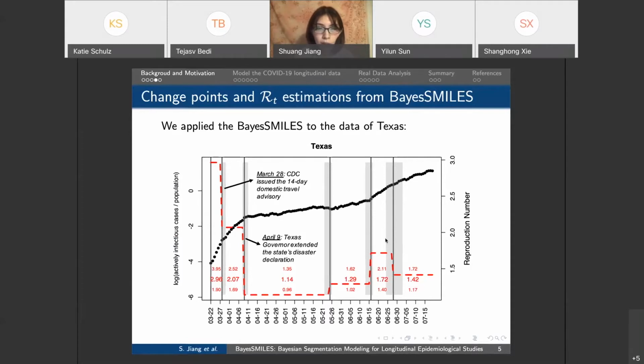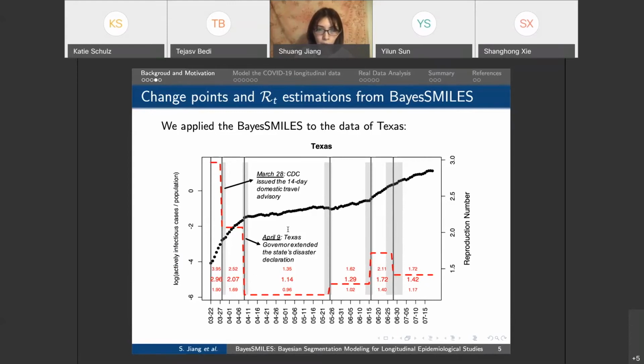When we take a closer look at these dates, for example, the first change point happened on March 28th. On the same day, we noticed that the CDC issued the 14-day domestic travel advisory. The second change point happened on April 9th. On the same day, the Texas governor extended the state disaster declaration for another 13 days. Presumably, both of these interventions should help us control the spreading of COVID-19.